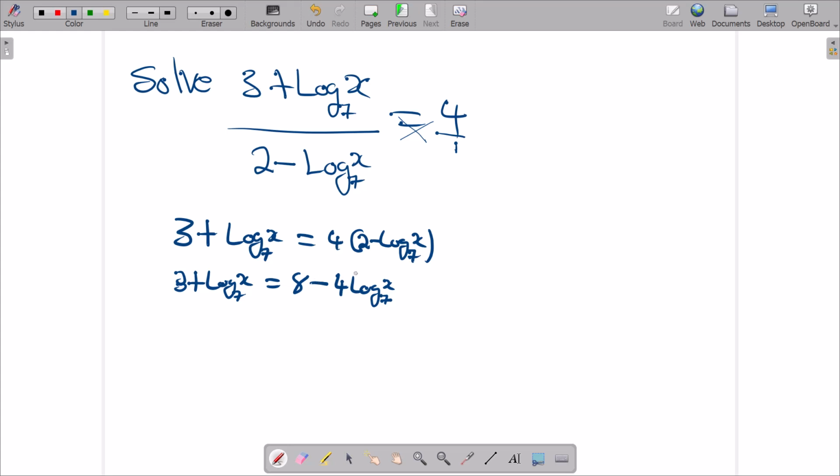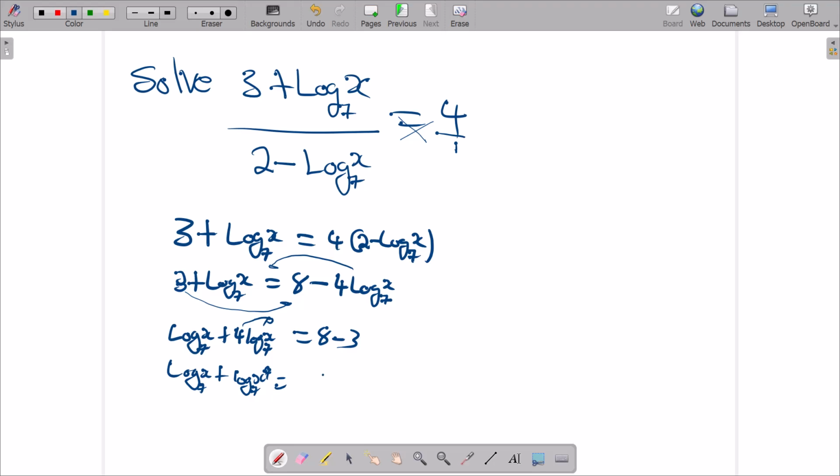And how do you collect like terms? You take this log to the other side and also this number to the other side. So you will get log x base 7 plus 4 log x base 7 is equal to 8 minus 3. After having 4 positive on this side, we take 4 to be a power. So it will be log x base 7 plus log x power 4 base 7 is equal to 5.